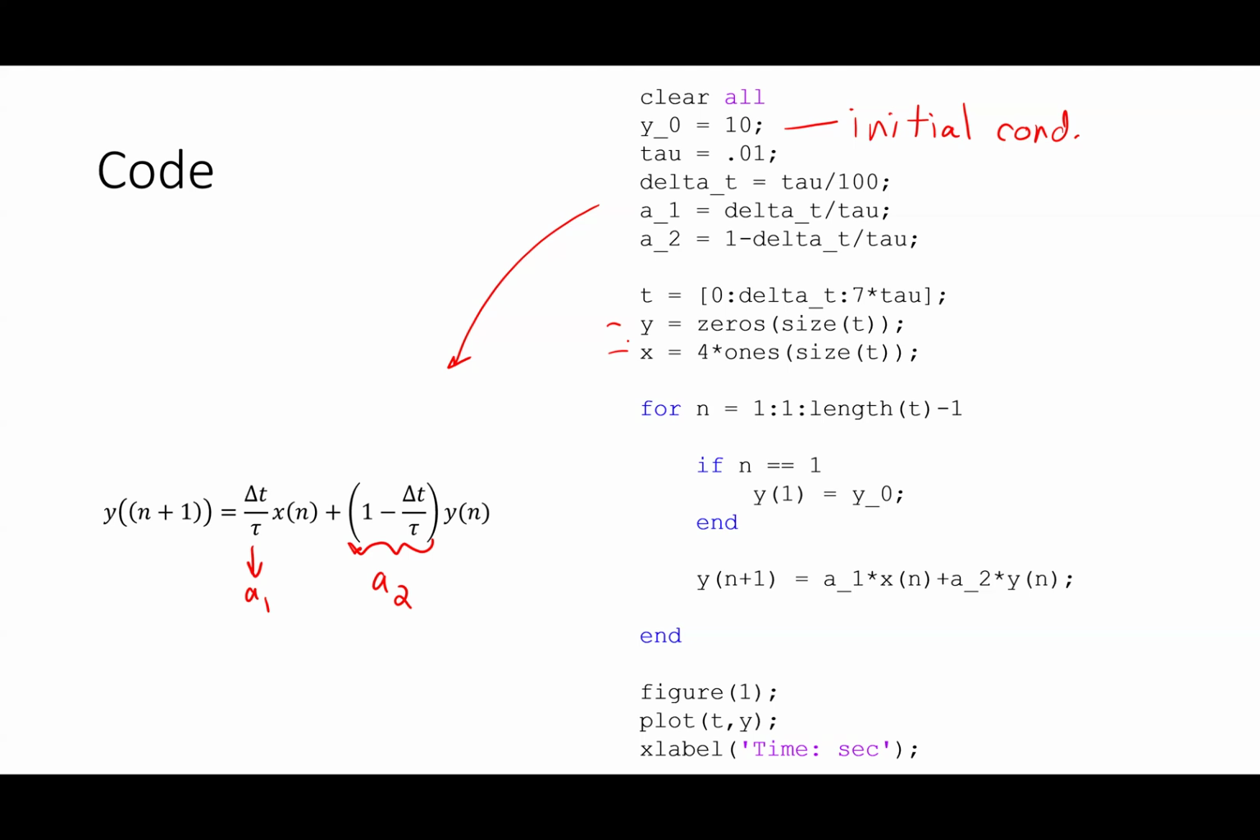that has the same size as the time vector. And then what's the 4 times ones of size t going to do? It's always 4. It's basically a vector of 1s where I took every entry in the 1s vector and multiplied by 4. So it's a vector of 4s. It has the same size as the time vector. Now in my for loop, what am I doing?